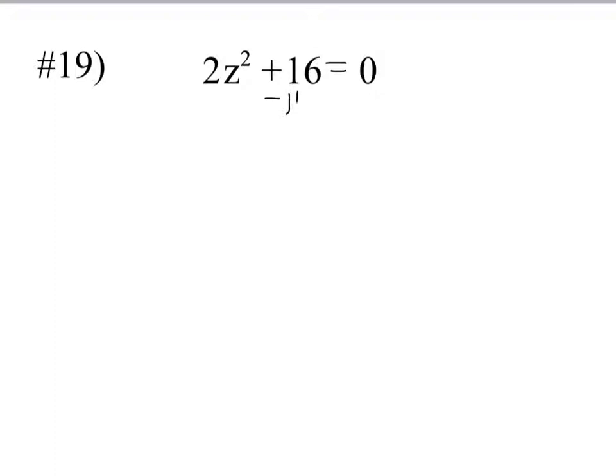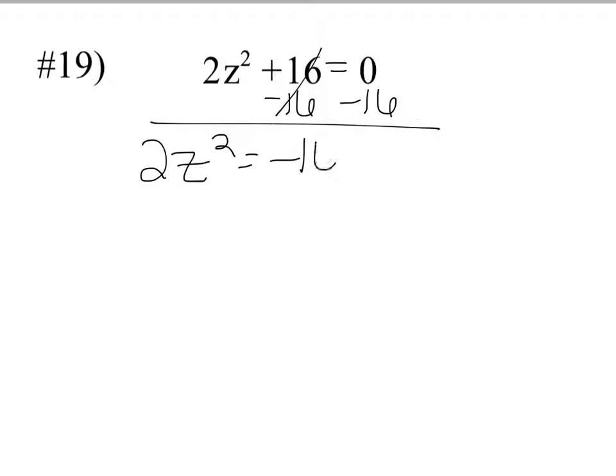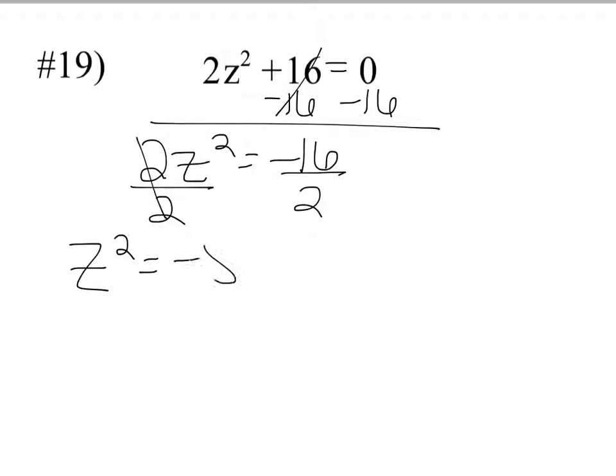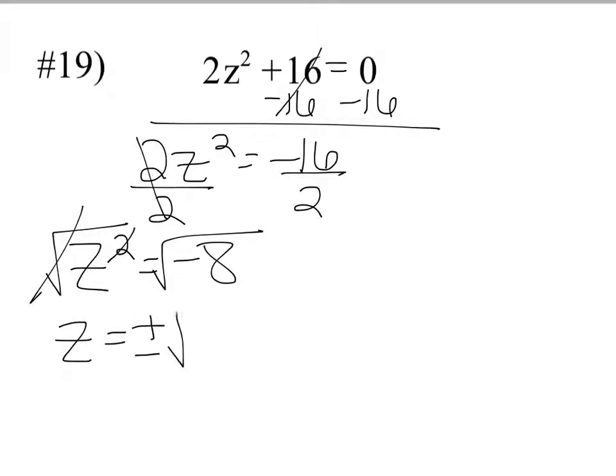I'm going to subtract 16 from both sides, leaving you 2z squared is equal to negative 16. Then I'm going to divide both sides by 2. So you have z squared is equal to negative 8. Take the square root of both sides in order to get rid of the squared, leaving you z is equal to plus or minus the square root of negative 8. It's plus or minus because we created that root.